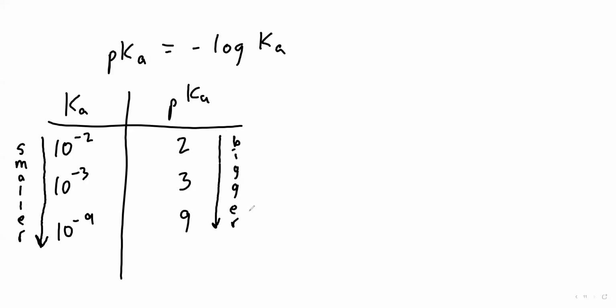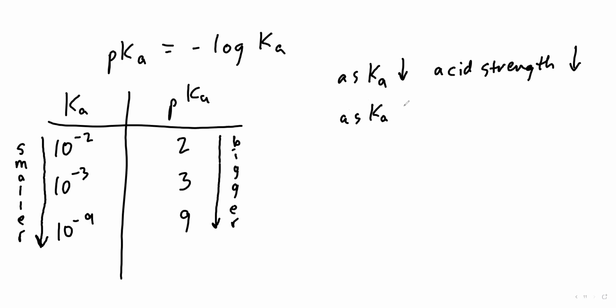And then we can write a nice little summary statement that as Ka goes down, the acid strength is going down. Since Ka measures how strong an acid is in terms of how much it dissociates, smaller Ka values mean that an acid is weaker, it dissociates less, and therefore we can write the second statement as Ka goes down, our pKa, which measures the exact same thing, must be going up.